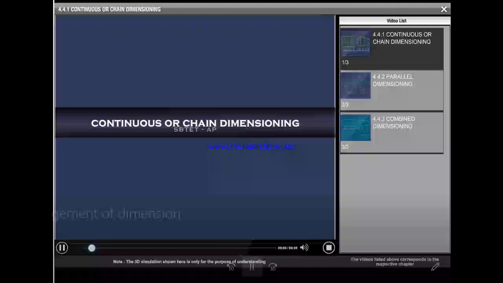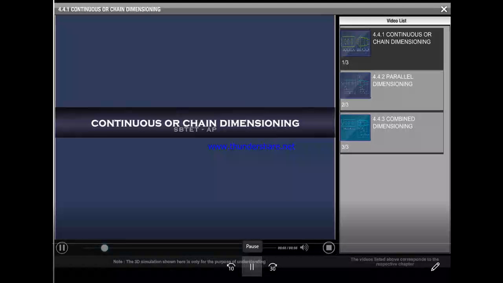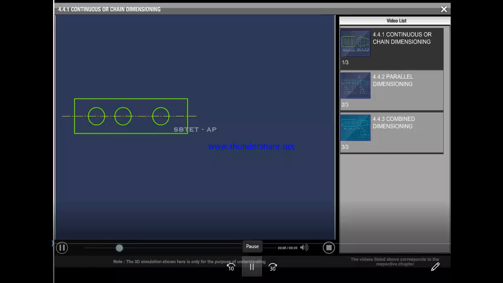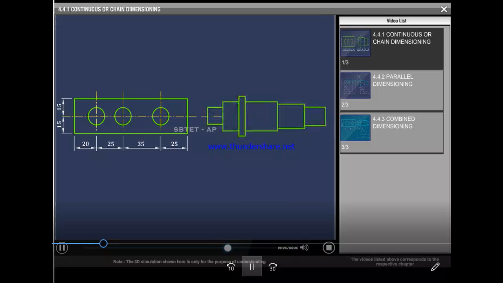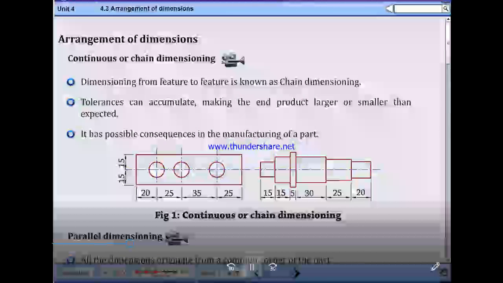Now, continuous or chain dimensioning. In this, let us see how to represent dimensions using the chain or continuous dimensioning method. In this method, all the dimensions are represented continuously one after the other. See, observe how it is done.